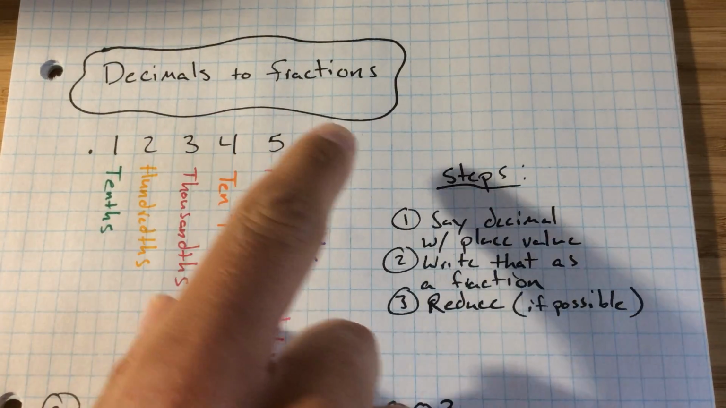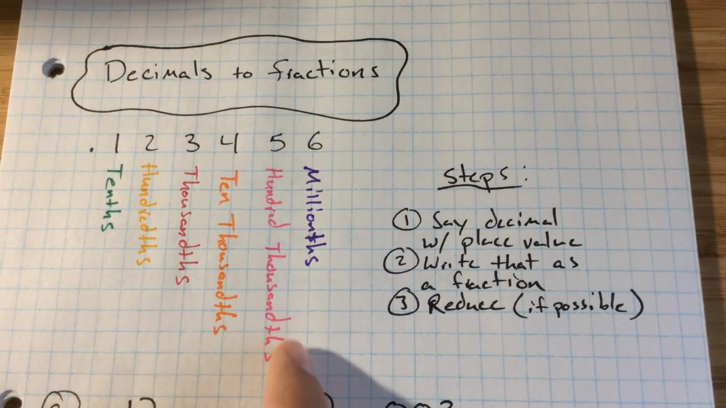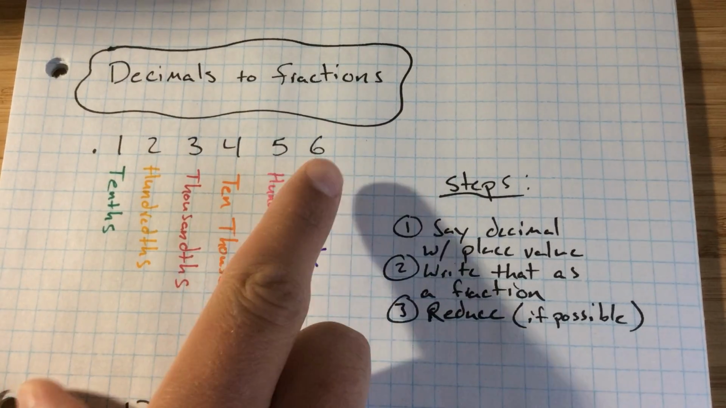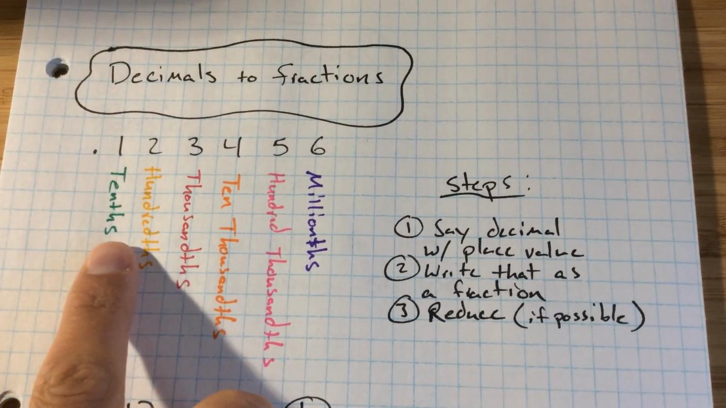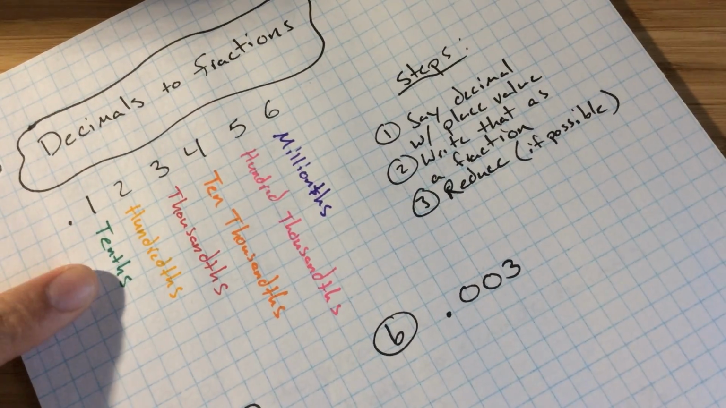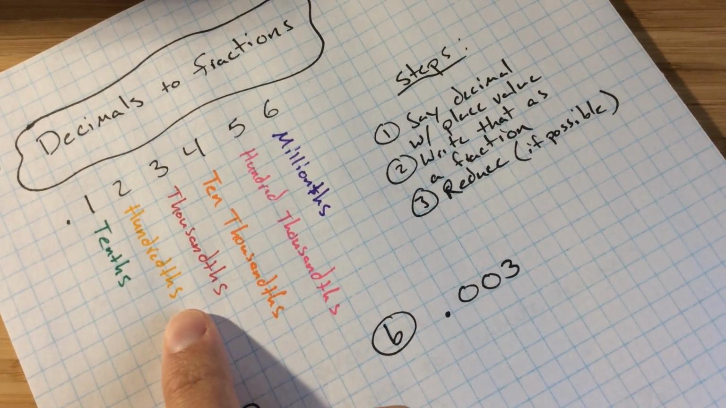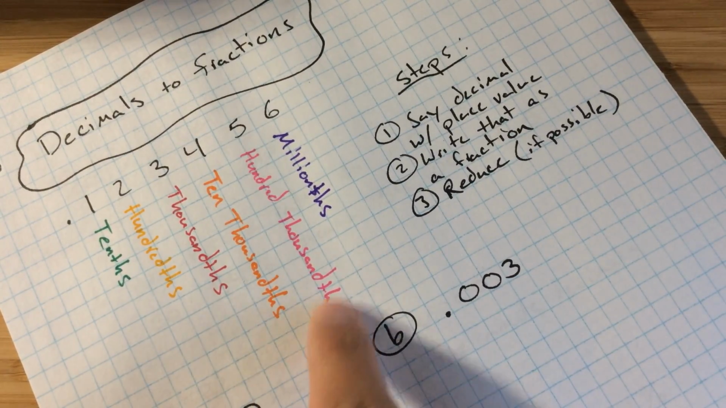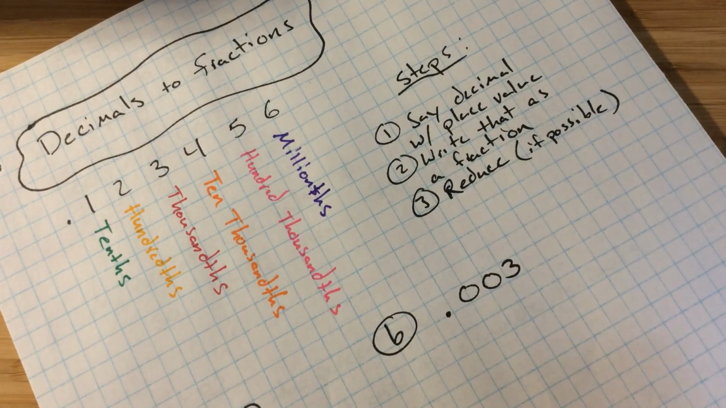Before we can go from decimals to fractions, we need to remember place value. So I gave you some examples here. I wrote the decimal 0.123456, and I labeled each of the place values. So remember the first number after the decimal point, those are your tenths. The second after the decimal point are your hundredths, thousandths, ten-thousandths, hundred-thousandths, and millionths. And it continues going like that, just like it does on the other side of the decimal point, right?